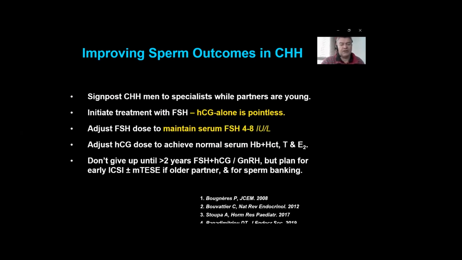Don't give up until at least 2 years have passed, but plan for early assisted reproductive techniques if the partner's older, and then consider doing sperm banking afterwards. And then in the offspring, test them for absent mini puberty.